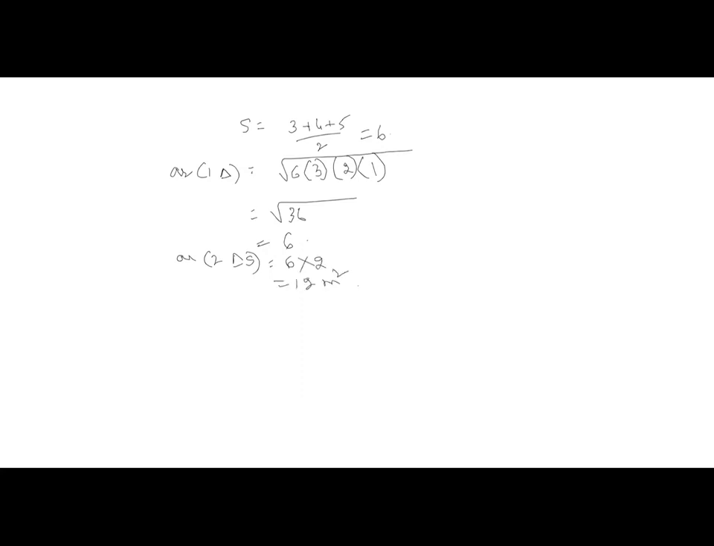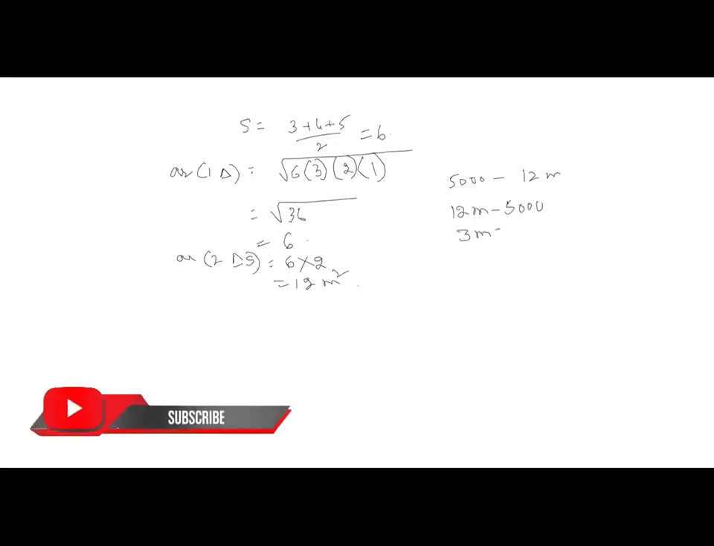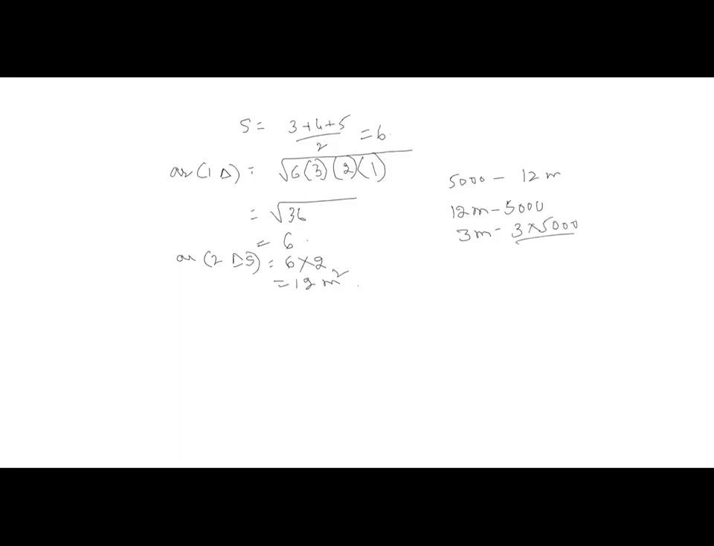Now 5,000 rupees for 1 year, but we are using it for 3 months. So what should we do? 5,000 rupees for 12 months, correct? How much? 12 into 5,000 into 3 by 12, ma'am. 15,000 is the answer. Not 12 into 5,000. 3 into 5,000 divided by 12.